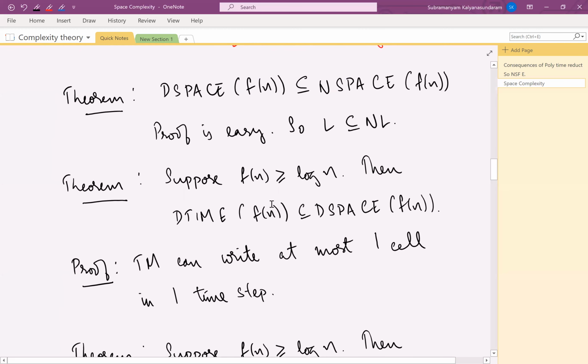Then DTIME of f(n) is contained in DSPACE of f(n).